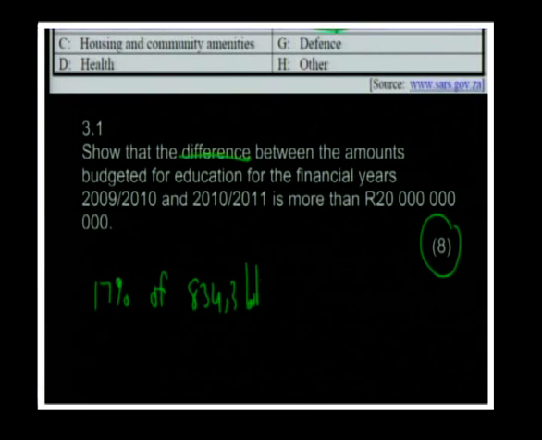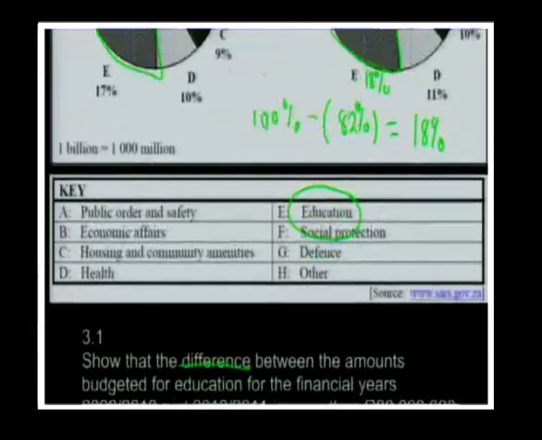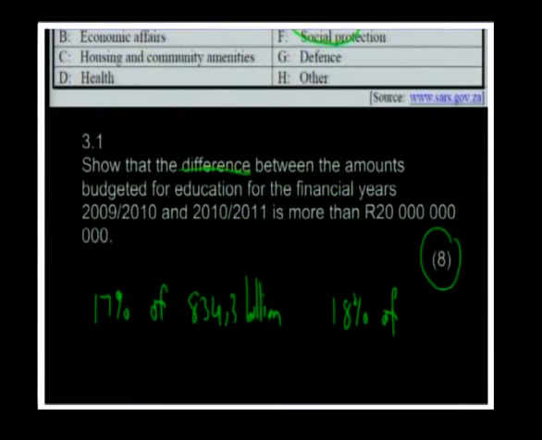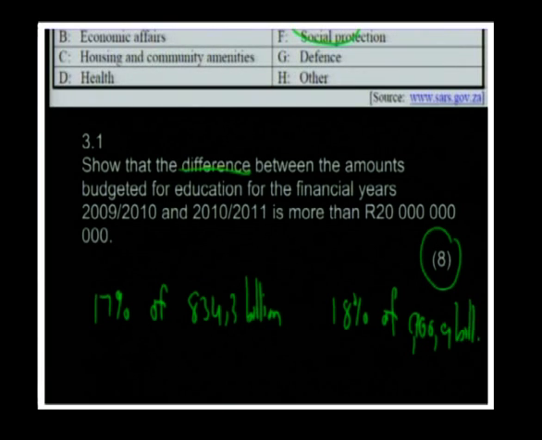834,3 billion rand. For the second one, we needed 18% of the second amount, and in this case it was 900,9 billion. So 2 different sums to get 2 different amounts. Make sure that you use the right amount for each of the years and you don't confuse the 2.